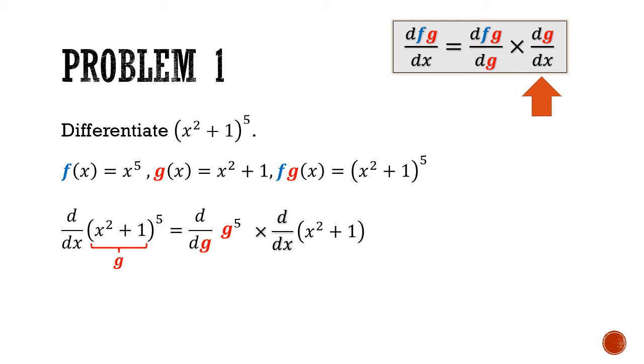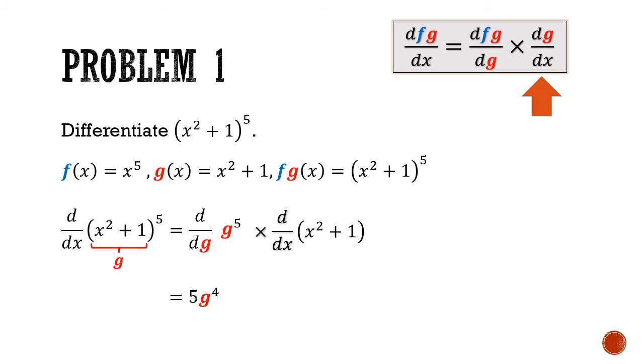Now I also need to multiply my dg dx. So that's just differentiating x squared plus 1 with respect to x. So let's evaluate. Differentiating g to the power of 5 with respect to g is going to give us 5g to the power of 4. So power to the front, so the 5 comes down to the coefficient, and we subtract 1 from the power to give us g to the power of 4.